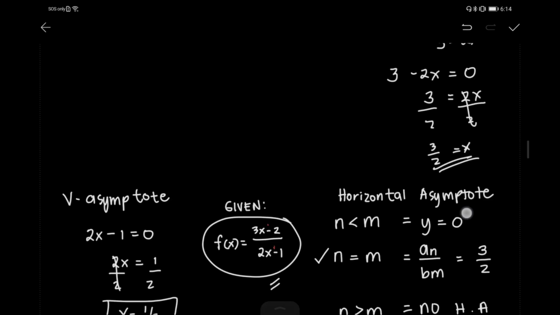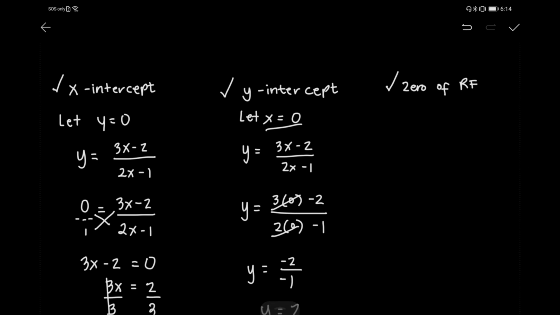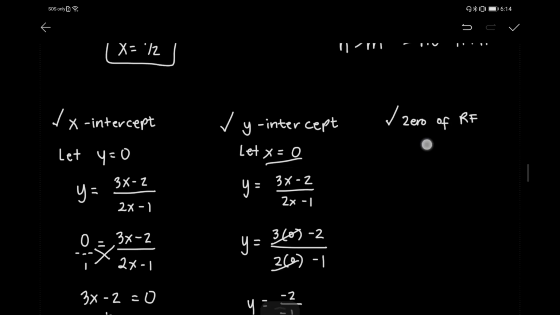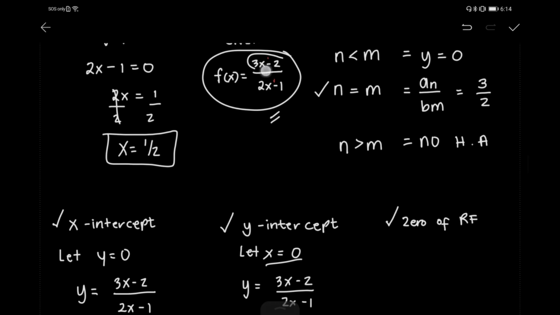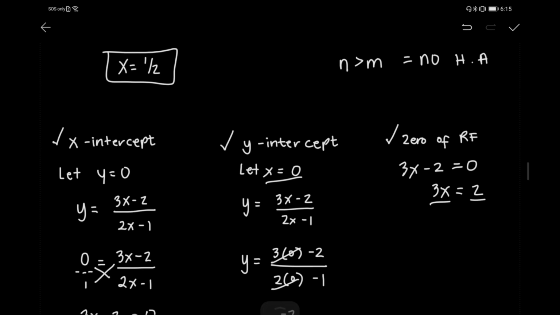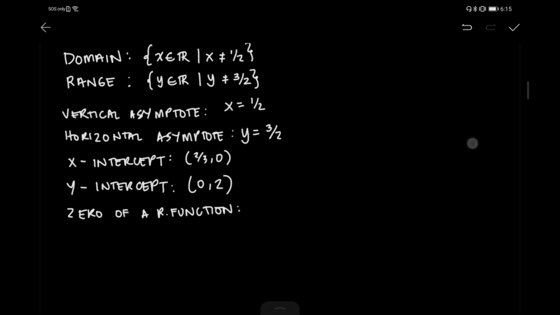Ang 0 of a function naman, so titingnan mo lang kung kailan magiging 0 yung ating numerator. Okay? Sa original function natin na (3x minus 2) all over (2x minus 1), titingnan mo lang siya kung kailan magzi-zero yung ating numerator. So this is 3x minus 2, kailan siya magzi-zero? So of course, this is 3x equals positive 2. Divide both sides by 3. So ang x natin is equal to 2/3. Okay? So therefore, ang zero of a rational function is 2/3. So this is x equal to 2/3.